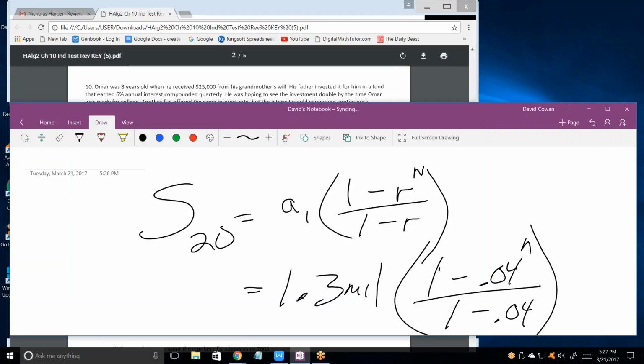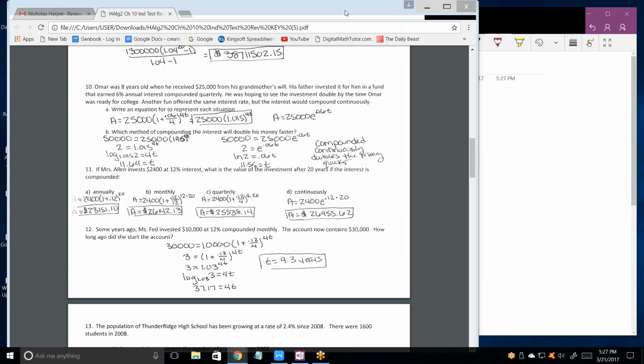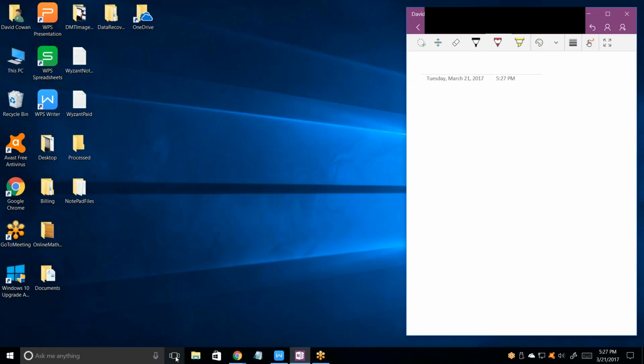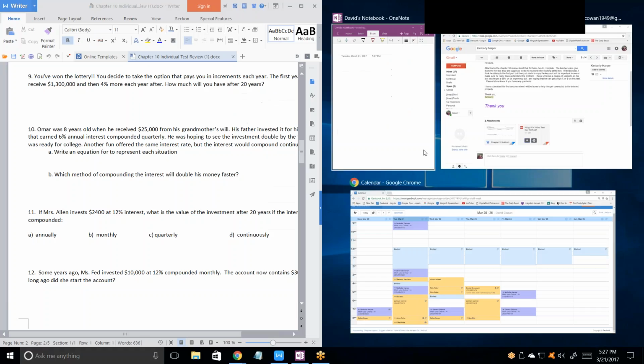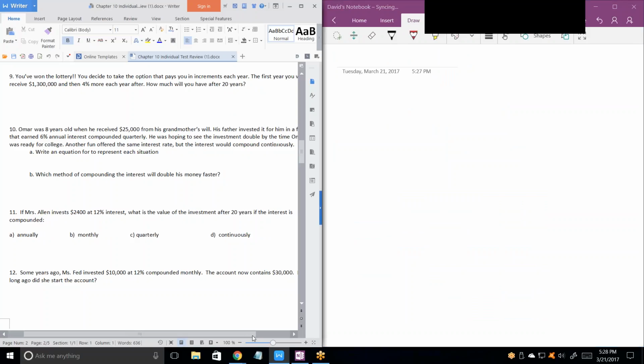Okay. Let's look at number 10. Boy, these are tough. These are not easy. Hold on, let's look at number 10 without having the answers, just to see if we can figure it out. Having the answers is useful, but not when you're trying to figure it out.